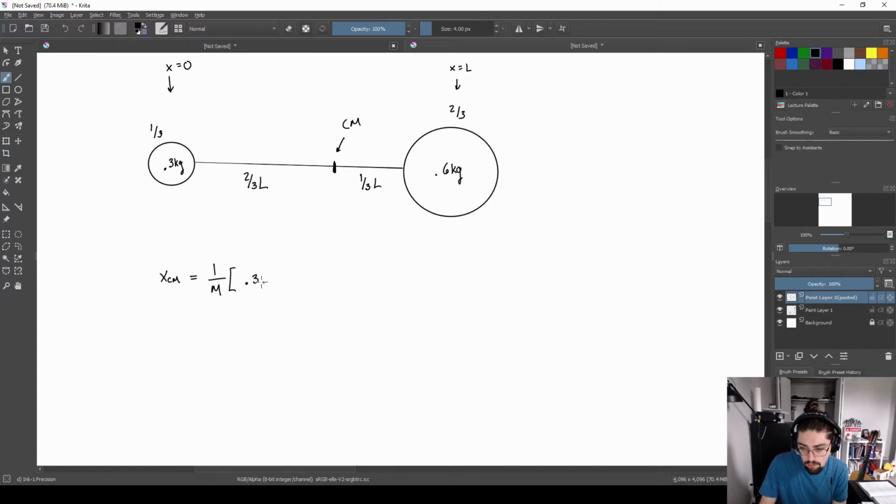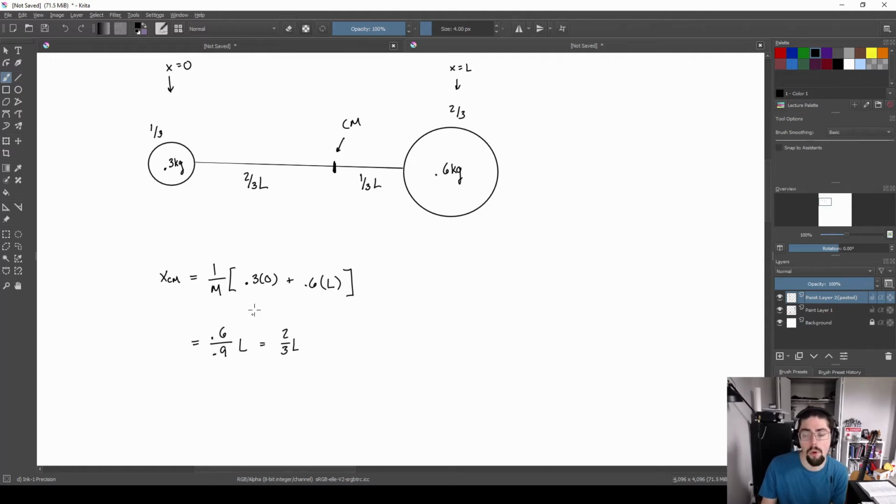0.3 at 0. I've got 0.6 at L. Total mass is 0.9. That means I've got 0.6 over 0.9 times L. Center of mass is 2/3 of the way over.